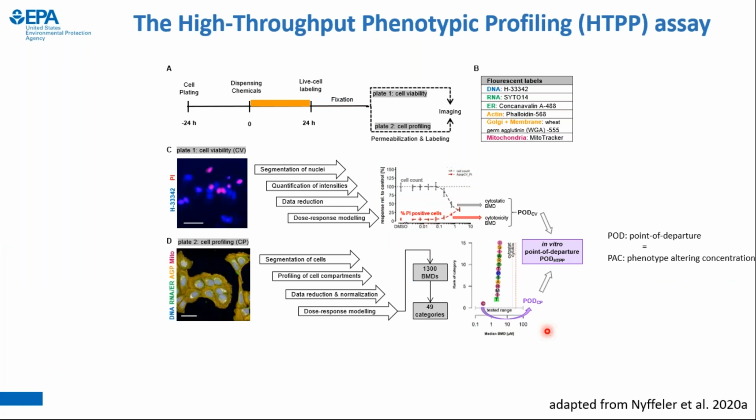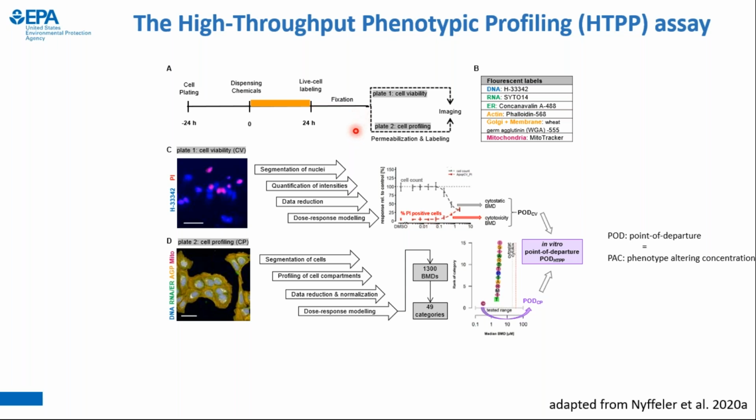So the way we run this assay is that we plate the cells and then we let them attach for 24 hours. We dispense the chemicals and expose the cells for another 24 hours. And then we live label the cells, fix them, permeabilize, and label them. So for our first study, we used a parallel set of plates.